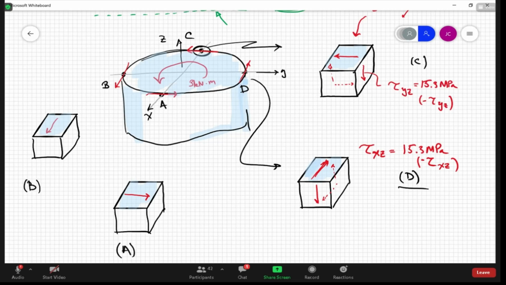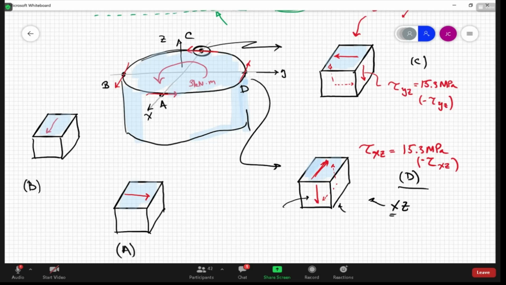But if we thought of the face below it, this face that's kind of hidden under here, that's a negative Z face. The traction would actually go in the positive X direction. On this face here, which would be a positive X face, the traction is in the negative Z direction. And on its other friend, it's in the positive Z direction. Okay, so now we know which plane it is. So clearly here, it is going to be acting in the XZ plane.